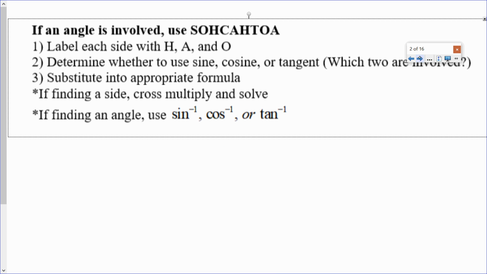Either way, we're always doing the same first three steps. We're labeling the H, the A, and the O. We're determining whether it's sine, cosine, or tangent, depending on which two are involved. Then we're substituting into the formula. If we're finding an angle, you're going to have sine x, cosine x, or tan x equals, you're going to do inverse. If you're finding a side, then you're going to cross multiply and solve.